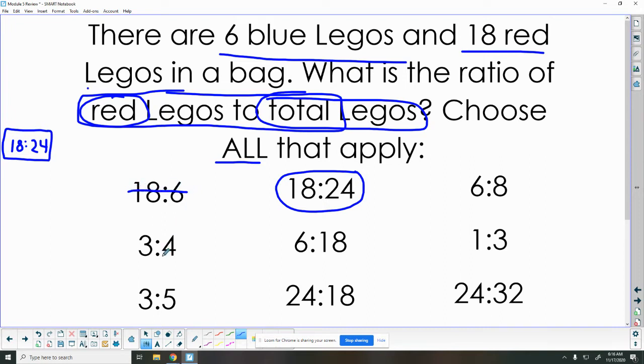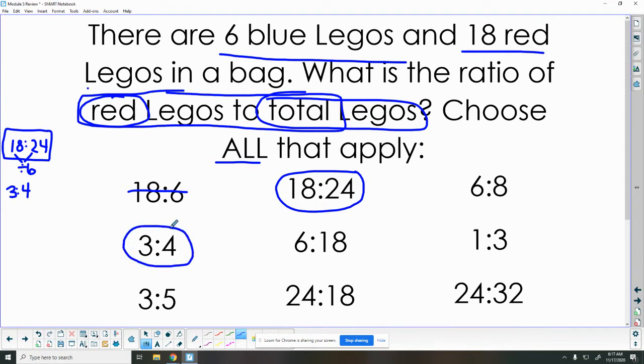Hey, we've got 3 and 4 here. So let's think of a number that can be a factor of 18 and 24. So what can go into 18 and 24? 6 goes into both of those. So 18 divided by 6 is 3. And 24 divided by 6 is 4. So since we did the same thing to both sides, 3 to 4 is another equivalent one.